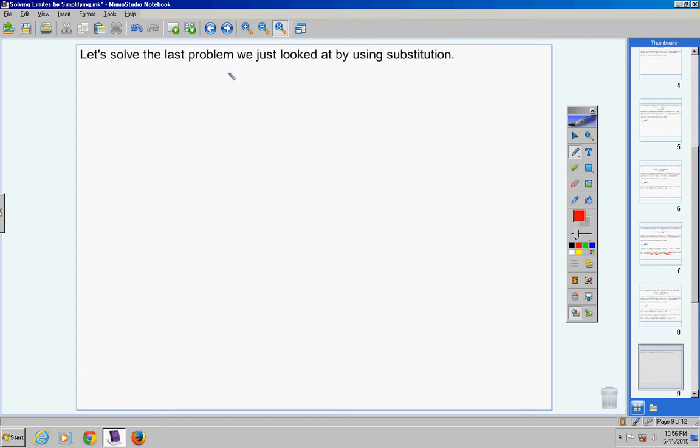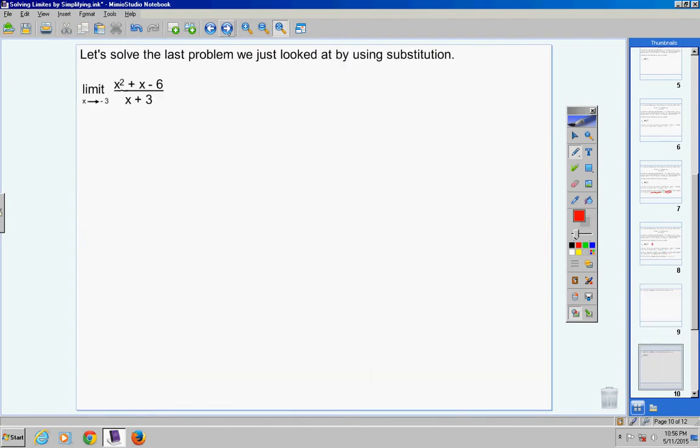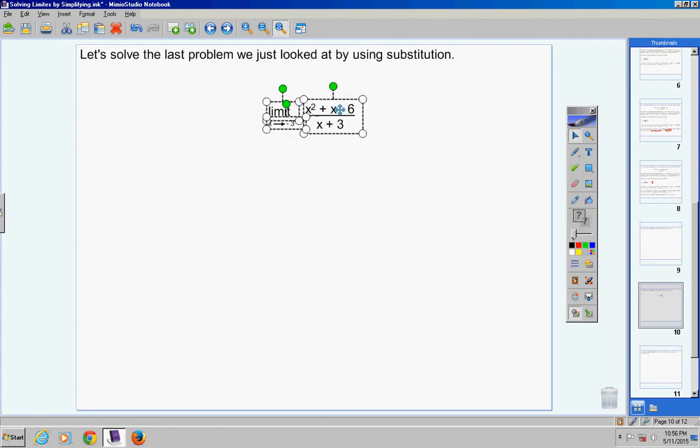Now, let's solve the last problem we just looked at by using substitution. And of course you're going to say, Mr. Earhart, that's impossible. We tried it already. If you put -3 in, we get 0 over 0. And you're right, that's true. But let me show you how to do this. What we can sometimes do, this doesn't always work, but in your homework, all the problems they give you can be simplified.